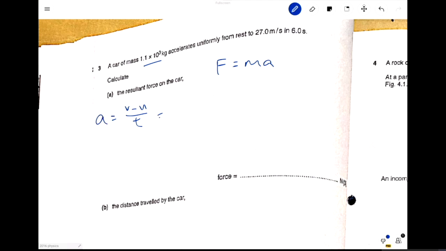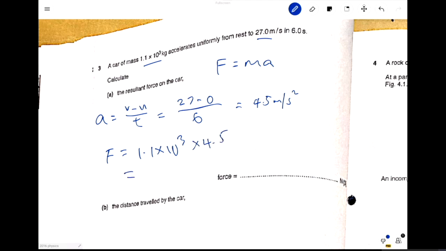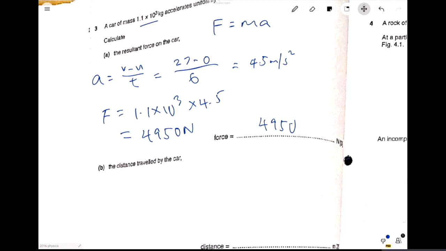a equals v minus u over t. So it's 27 minus initial speed 0, divided by 6. So my a is 4.5 meters per second squared. Now to find F, 1.1 times 10 to the power 3 times 4.5, I will get a value of 4,950 Newton. So far okay? Yeah. Awesome.